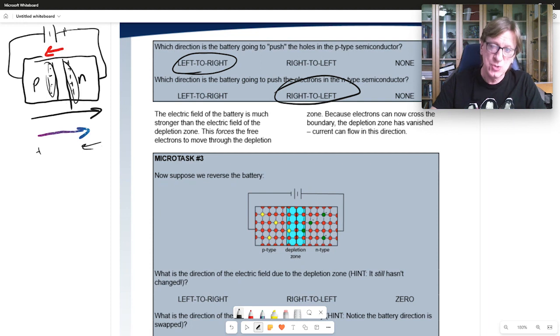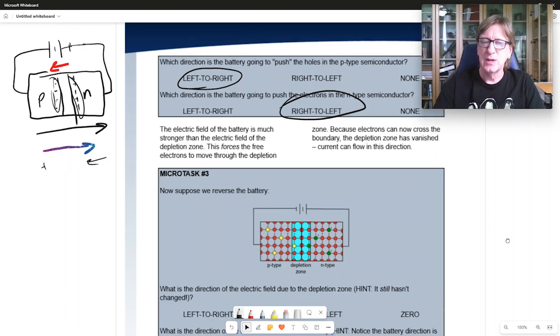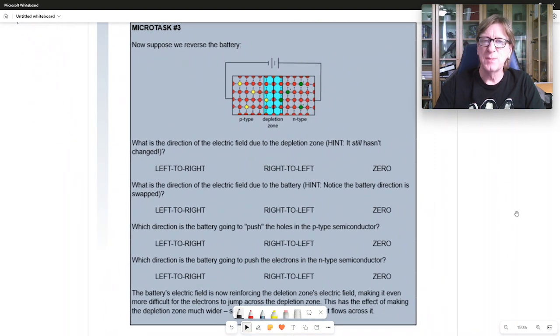All right, make sure that you've paused the video and that makes sense to you. Don't just accept it, because this next part is going to be really important. Okay, so now let's look at microtest 3. Now, suppose we're going to reverse the battery. So now my negative pole is over here and my positive pole is over here. So what is the direction of the electric field in the depletion zone? Remember, it doesn't change because it's not due to the battery. We'll do that in red. And that is still going to be right to left, just like that.